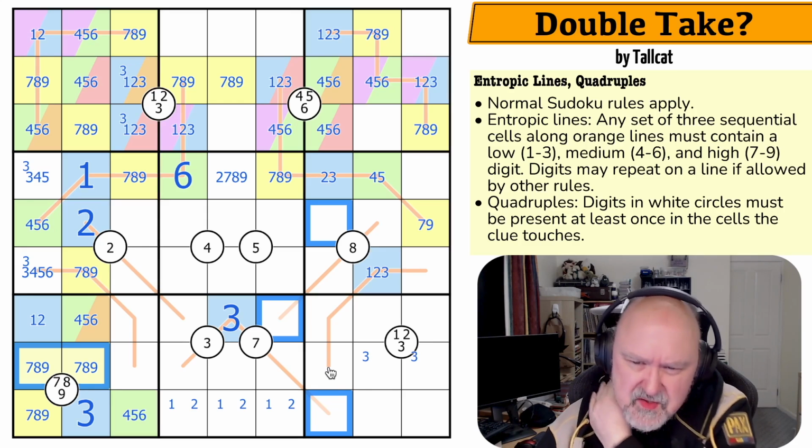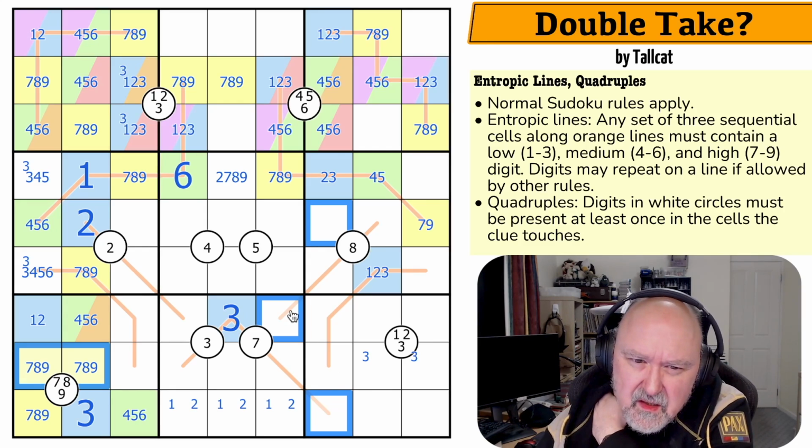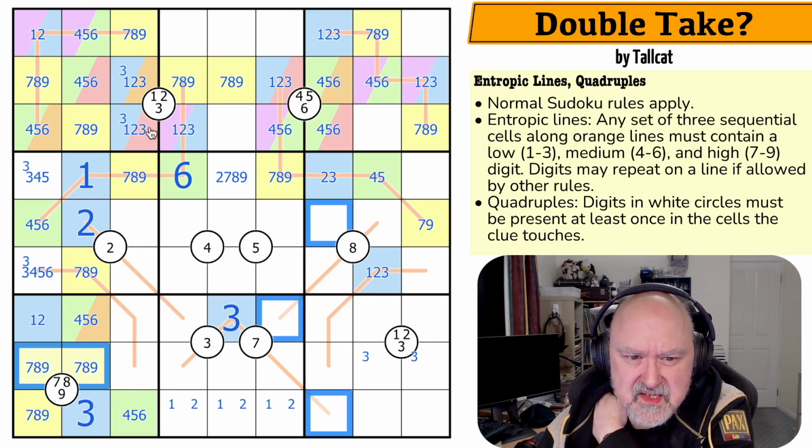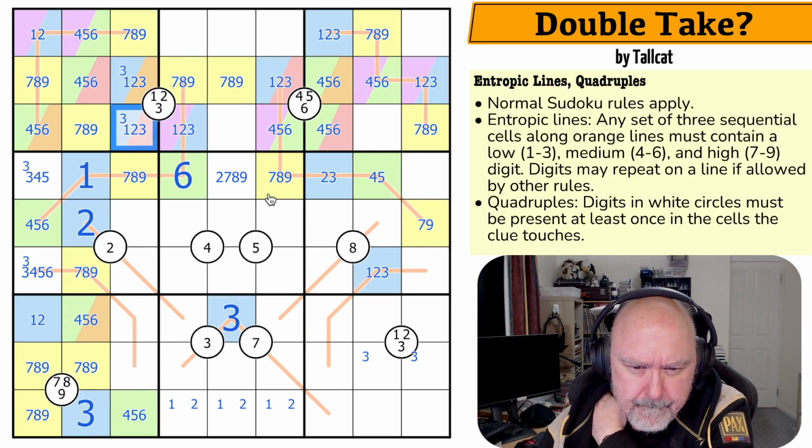This is the sort of puzzle I watch people solve in Discord, and they literally bifurcate. They will literally turn around and say, okay, what happens if? And they will just punch a digit in and solve, and if it breaks, they'll roll back. But I don't want to do that here.